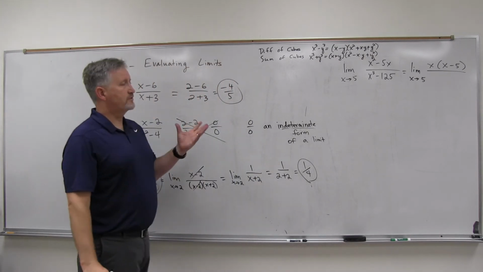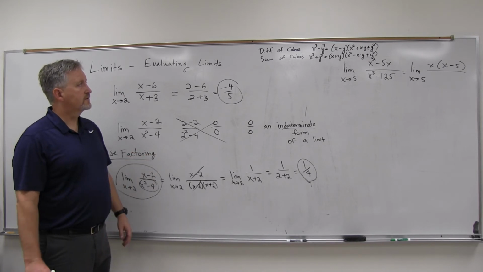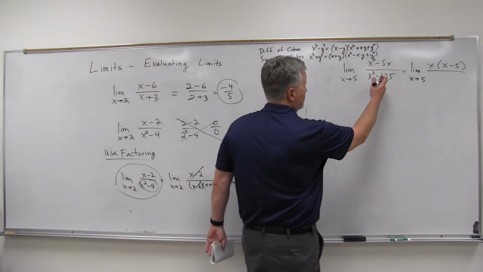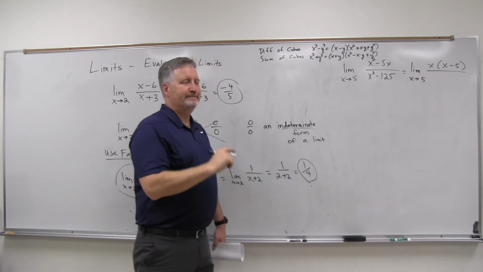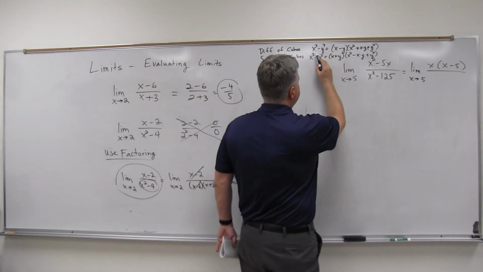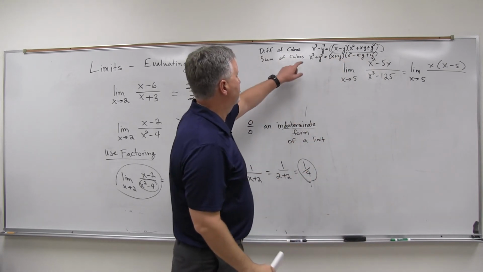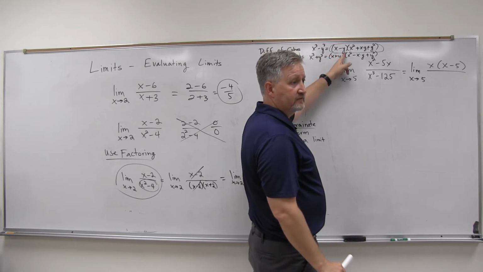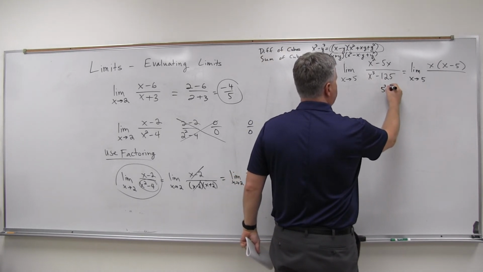But anyway, if you run into those two types of polynomials, those do factor. Now in this case, I've got x cubed minus 125, and 125 is 5 cubed. So what's my x and what's my y? Well, the x is x, and the y is 5, because that's 5 cubed.